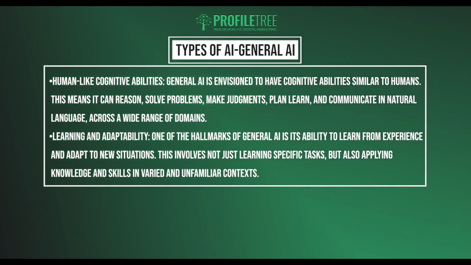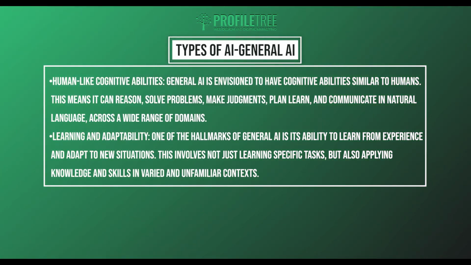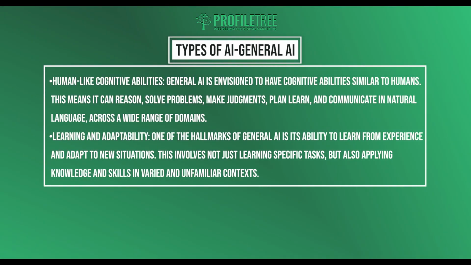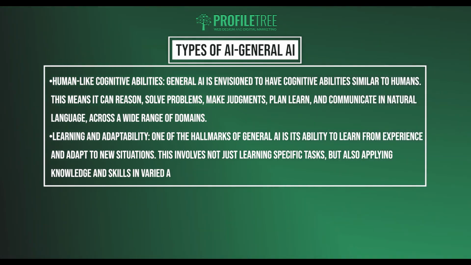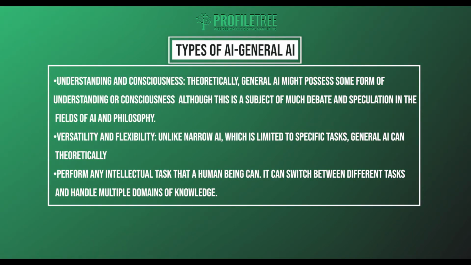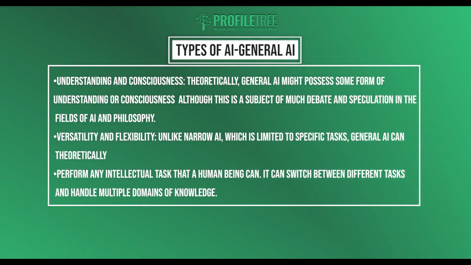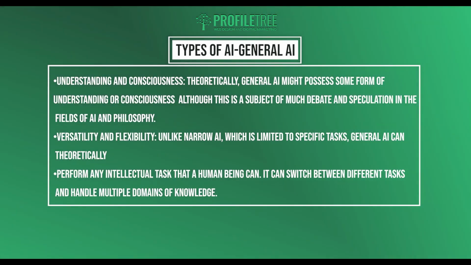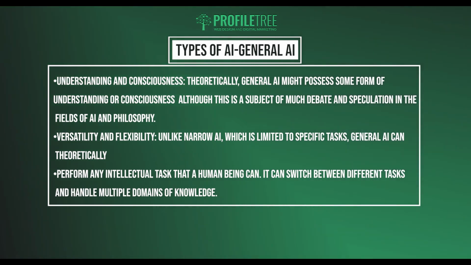So one of the hallmarks of general AI is its ability to learn from experience and adapt to new situations. Now this involves not just learning specific tasks, but also applying knowledge and skills in varied and unfamiliar contexts. As well as this, it's got understanding and consciousness. So theoretically, general AI may possess some form of understanding or consciousness, although this is a subject of much debate, as well as speculation in the fields of AI and philosophy.